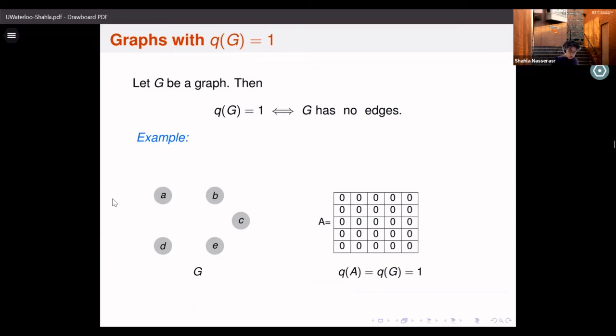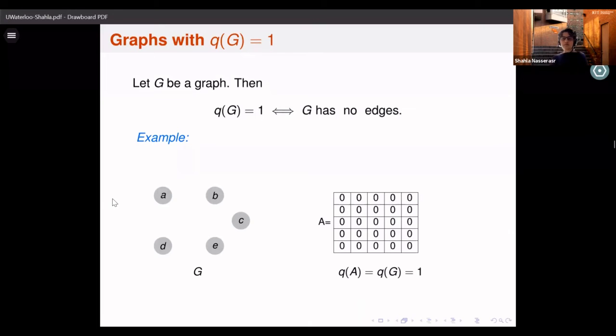Now I'm going to talk about the question of can we characterize graphs with a given Q. We know that the value of Q is somewhere between 1 and the number of vertices. The question is, if I have any value between those numbers, which graphs do have Q equals that number?